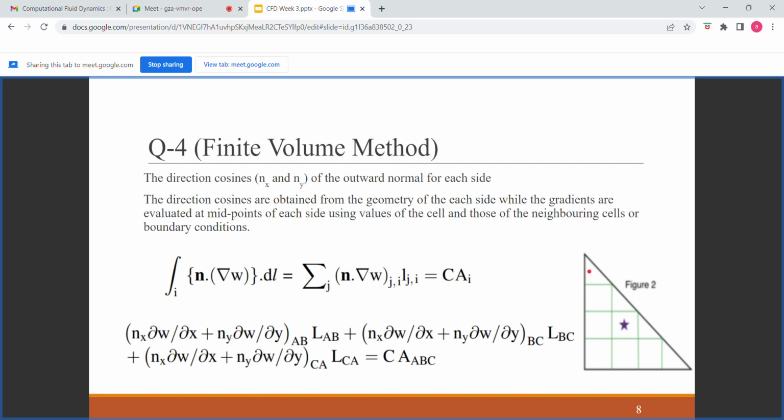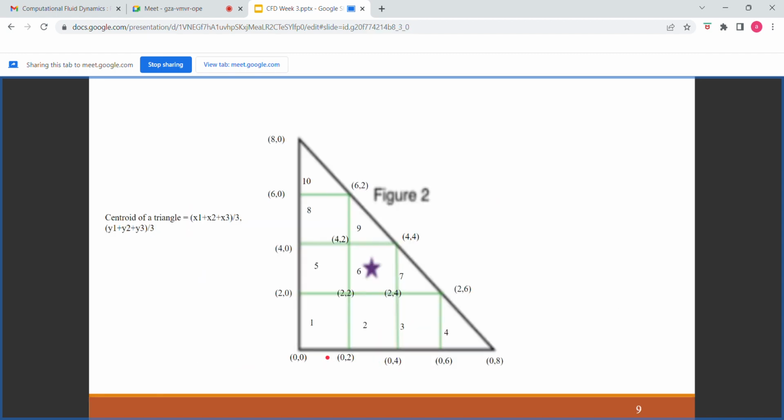For example, if we are considering this cell, we will be considering the direction cosines on these sides, whereas while calculating the gradients, we will be considering between this cell and this cell, or this cell and the boundary conditions, and so on. So in finite volume method, the direction cosine times the gradient will be summed over all the cells, and it would give the product of the constant C and the area of the cells when it is multiplied by each individual cell.